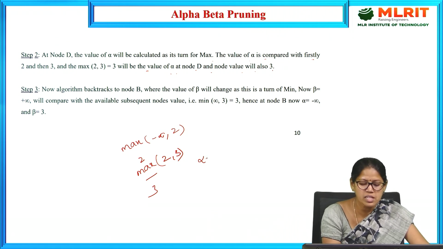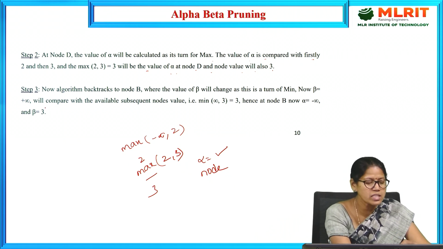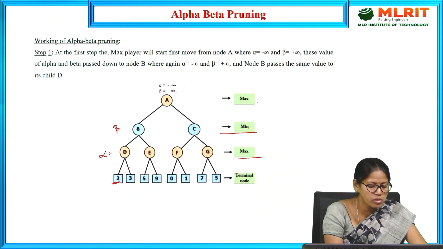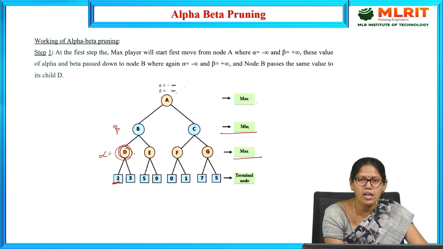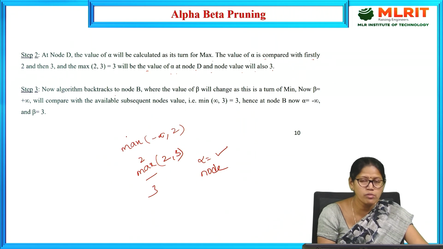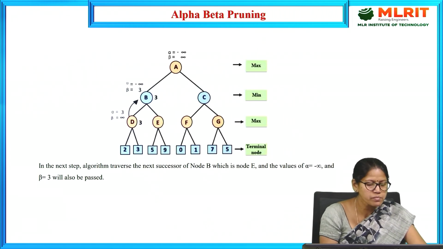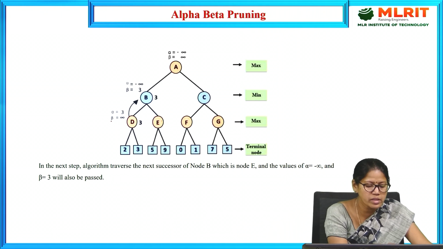First it will decide the alpha value, later it will decide the node value. Okay, next, in the next step, it backtracks to node B. After deciding the value of D, it will backtrack to B to find out the beta value, because it is the min level. So it will backtrack, and whatever nodes are there here.